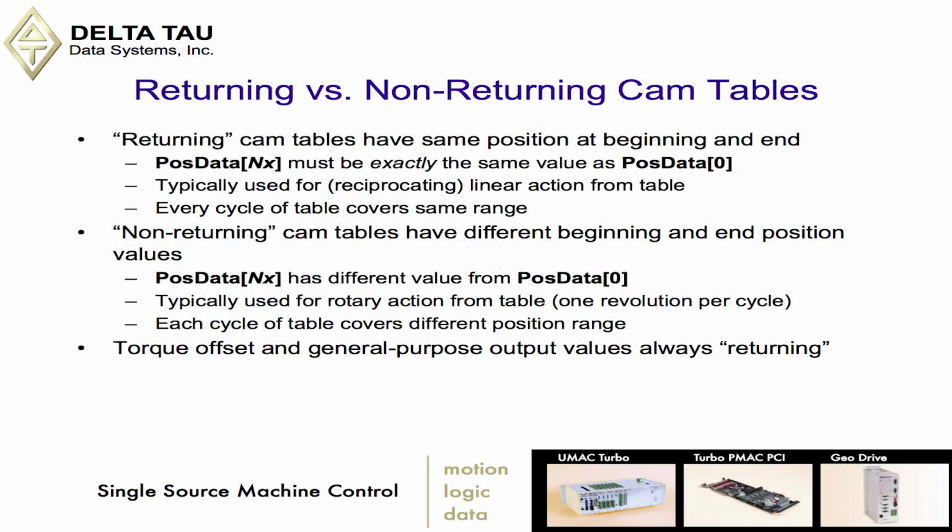We support both returning and non-returning cam tables. A returning cam table is where the start position and the end position of the cam are exactly the same, like a reciprocating linear action from a table. A real-world example would be if you were to electronically control a valve in a motor. That would use a returning cam table, because it always goes from closed to fully open and back to closed again. But you may want to control the velocity and the rate of how it changes along its range of travel.